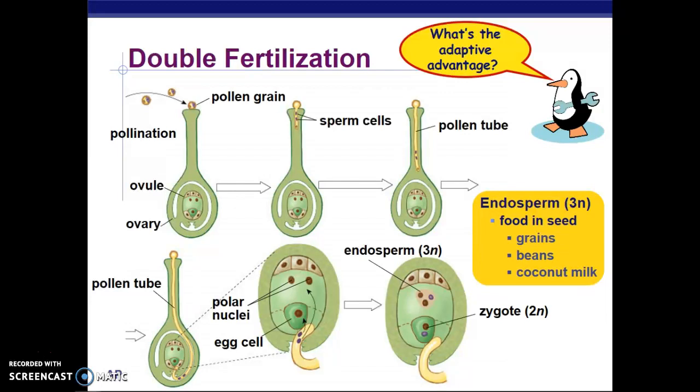The adaptive advantage is that there will always be endosperm and zygote formation at the same time. If there is no fertilization, if there is no zygote formation, the plant will not waste its resources making endosperm, and vice versa. So when there is a developing zygote, there will be food to nourish the zygote, and that would be the triploid endosperm. And that is the adaptive value of double fertilization.